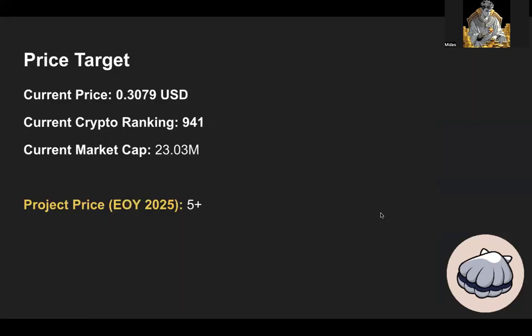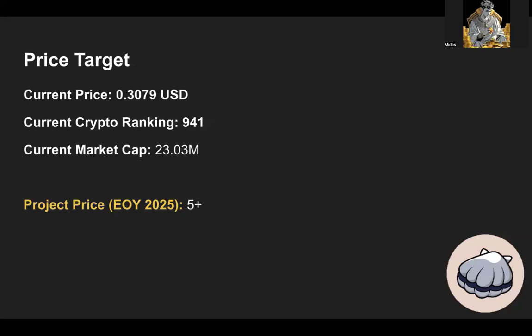Now for the price targets, the current price sits at 30 cents USD. The current crypto ranking is 941, and the current market cap is 23 million. For reference, I do stake my Sui Deeper Protocol USDC on the Scallop platform. It's probably my favorite DeFi project on Sui, and I've been doing it for a year so far, and it's been pretty trustworthy.